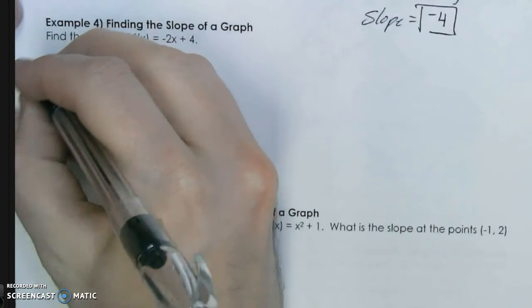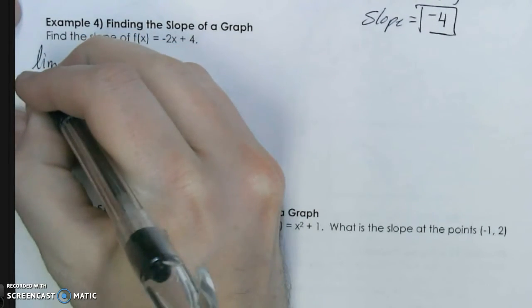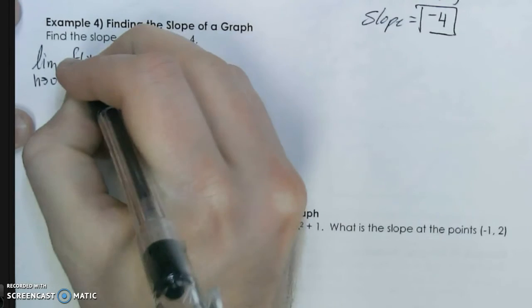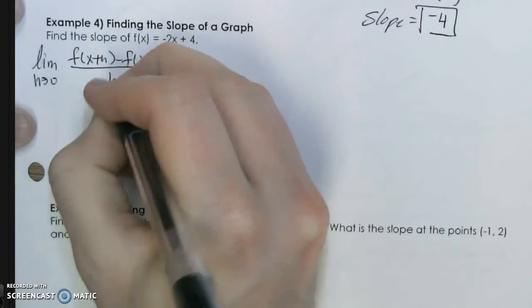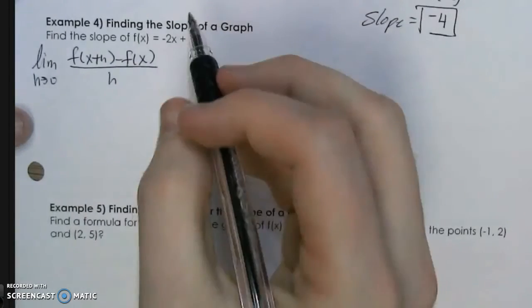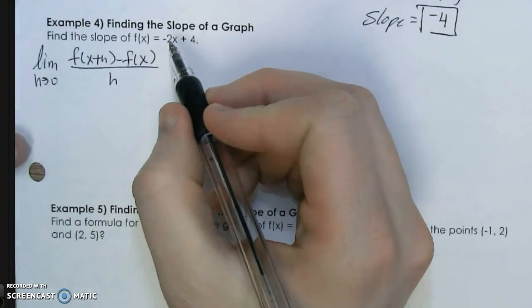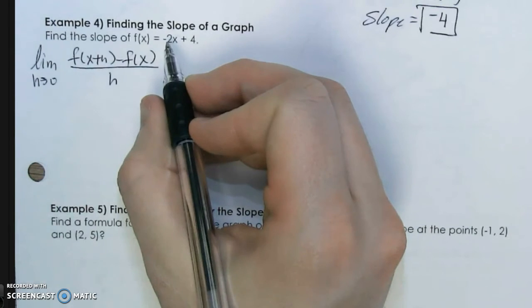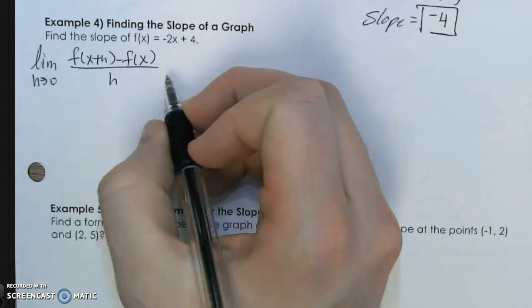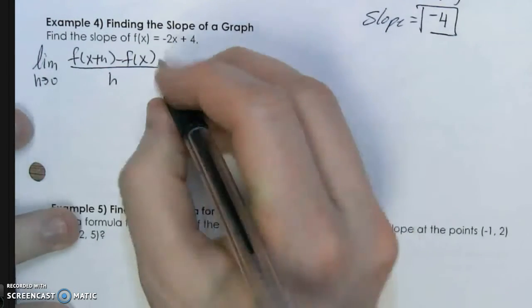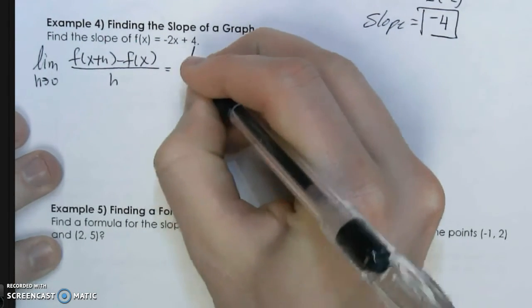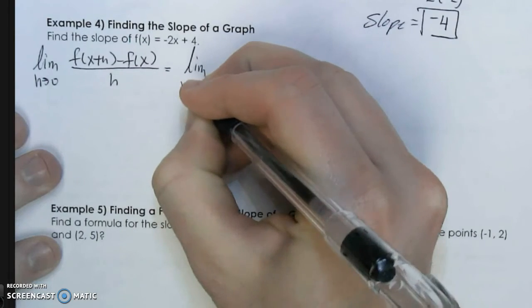In example 4, we've got the same type of problem. So let's write down our formula to find the slope of the tangent line. And looking at this equation, you know it's a line. So you already know the slope is going to be negative 2. So we already know the answer, but we're going to show our work and show how to get negative 2 using this process. So we've got limit as h approaches 0.